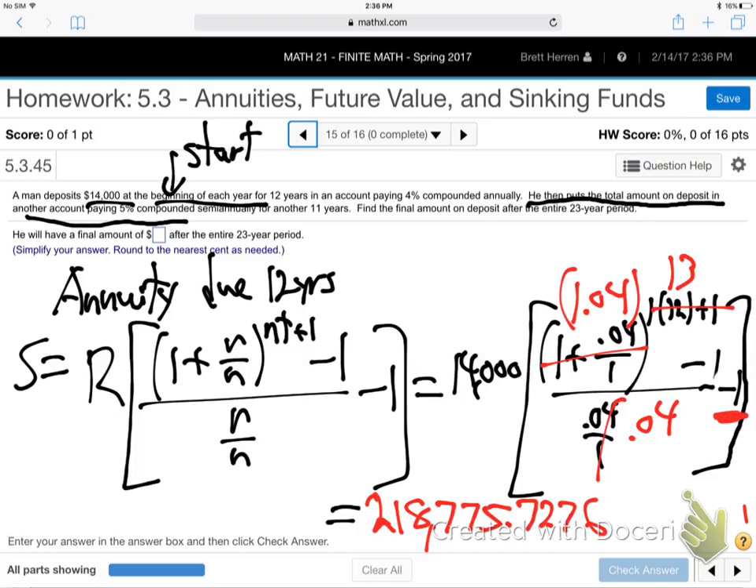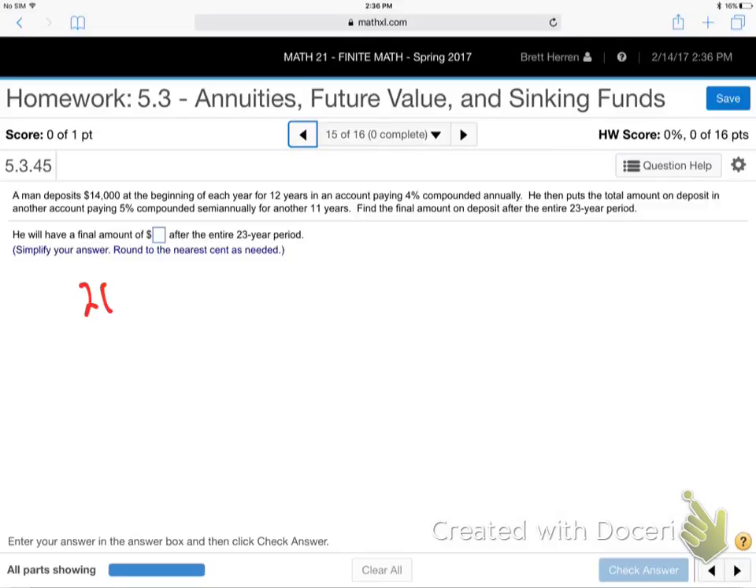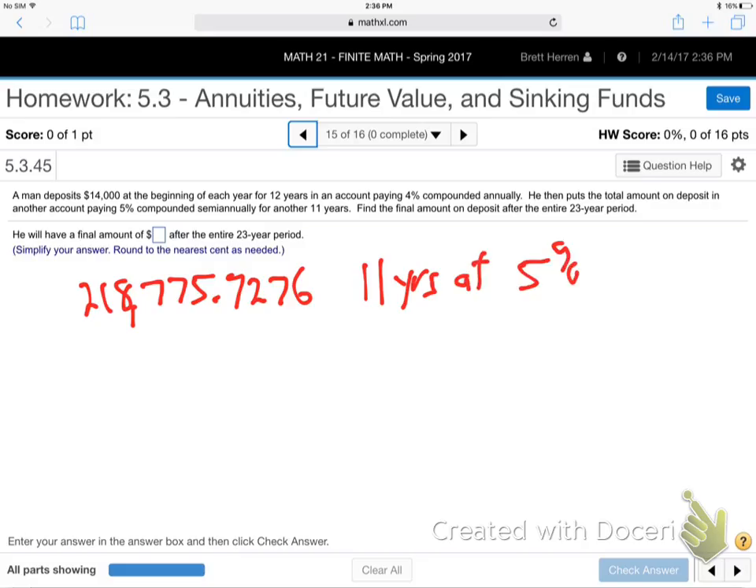This one right here. All right, so now that's the pile at the end of the payments, right? Now he's going to put that pile at $218,000 in the bank, right, for another 11 years at 5%, compounded semi-annually. The total amount on deposit, no more payments. All right, so let's take that number. So now we're going to take the 218,775.7276. It's going to go 11 years at, what is it, 5% compounded semi-annually.